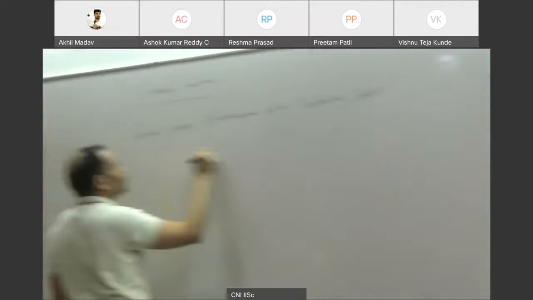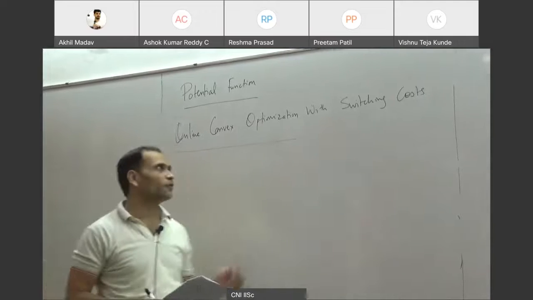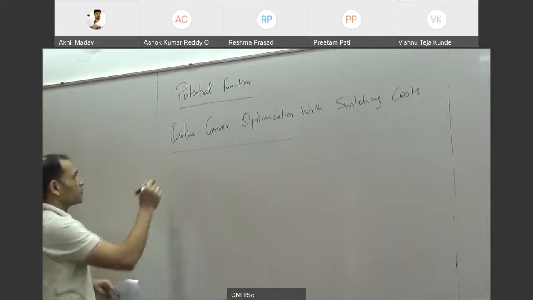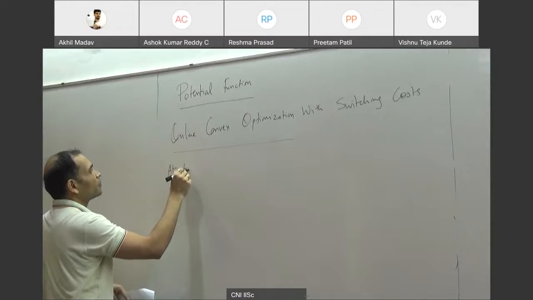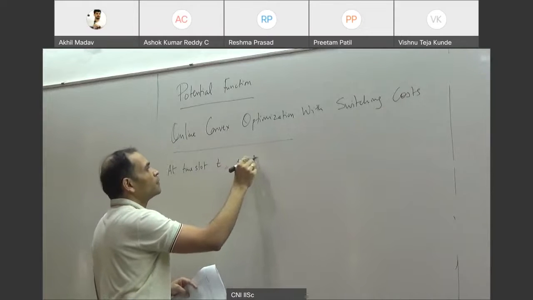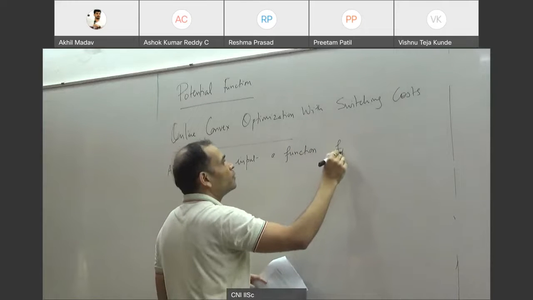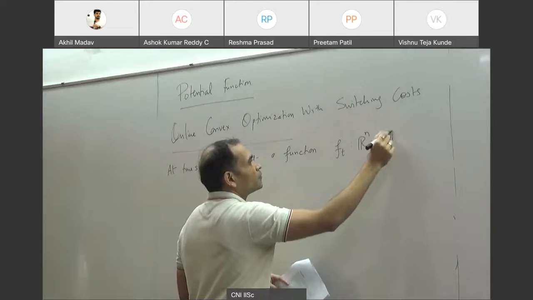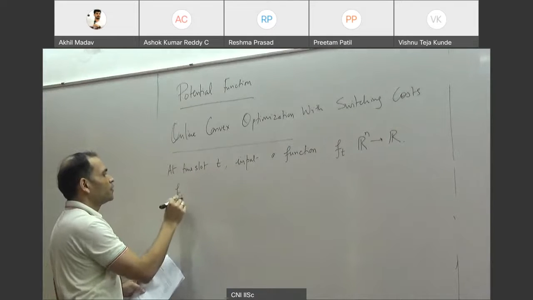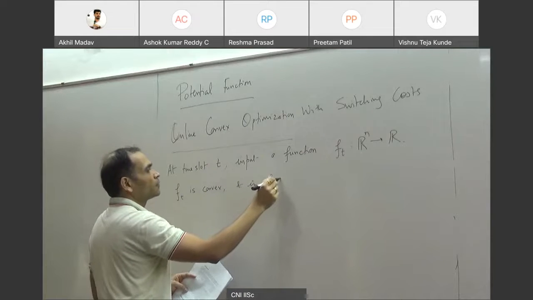So this you might have seen already in Aditya's courses. This is the new part. Okay, so time is discrete. Time slot t. Input is essentially a function f_t: R^n to R. What does f_t satisfy? We will assume that f_t is convex, and in fact, strongly convex.